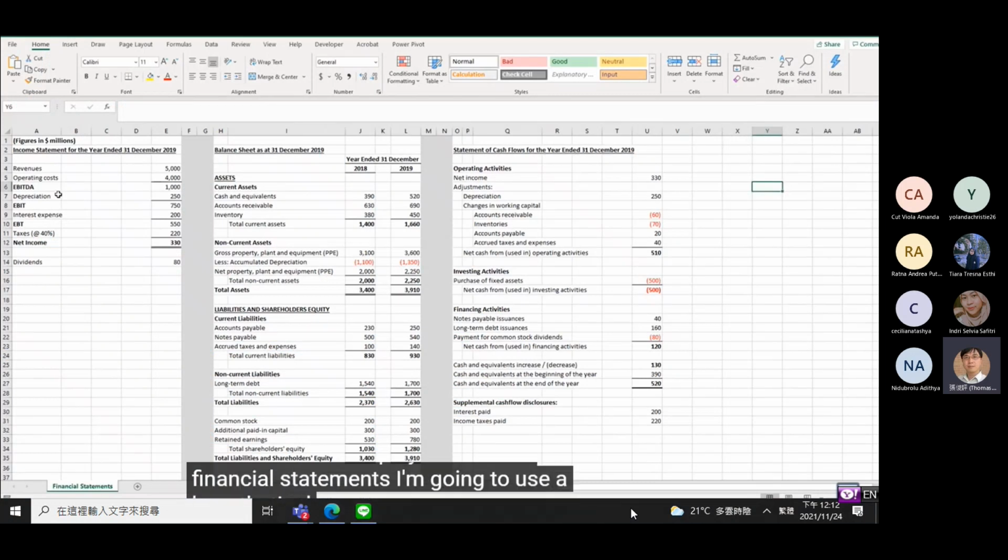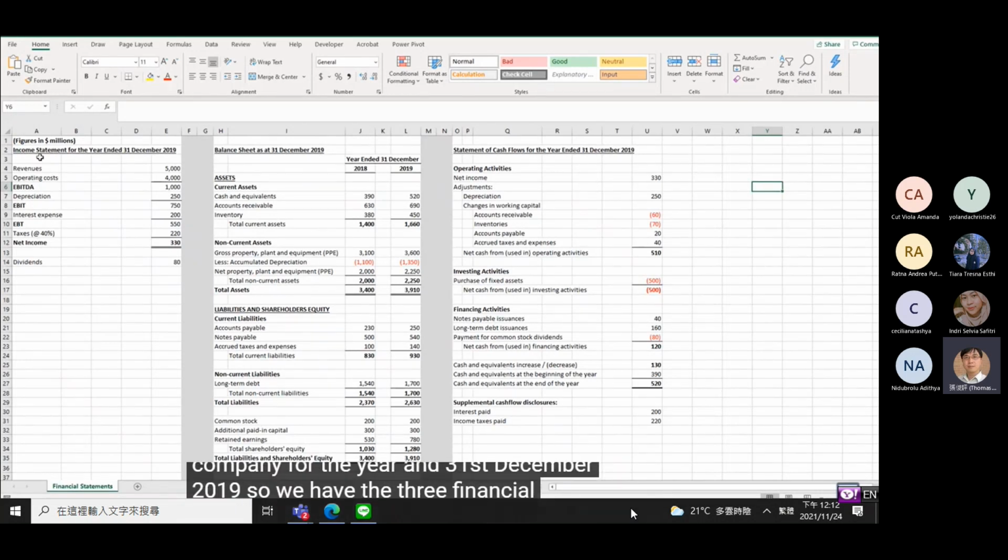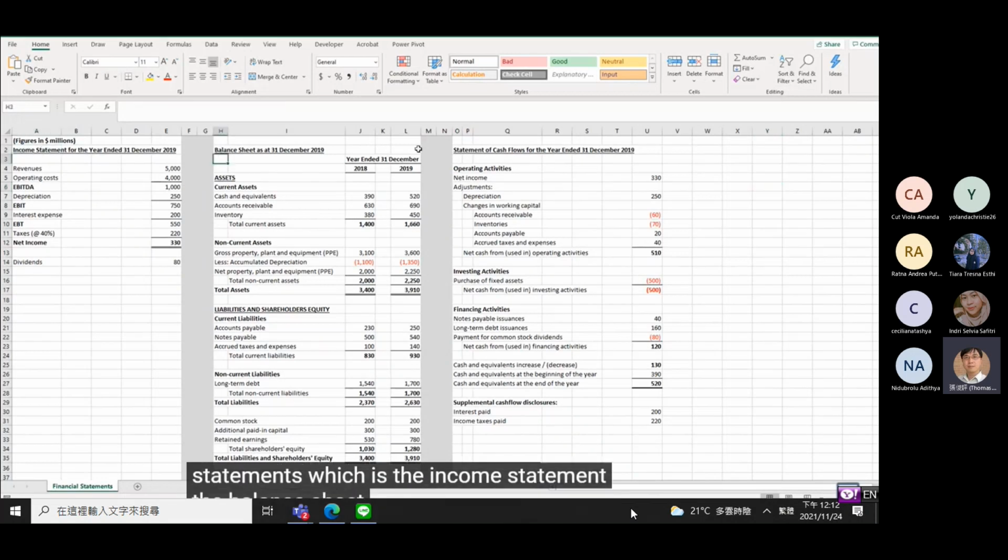I'm going to use a hypothetical financial statement of a company for the year ended 31st December 2019. So we have the three financial statements, which is the income statement, the balance sheet, and the cash flow statement. The figures given here are in millions of dollars. We'll start with the income statement. The company has revenues of 5,000 million and operating costs of 4,000 million. And EBITDA, of course, is revenue minus operating costs, which is 1,000.